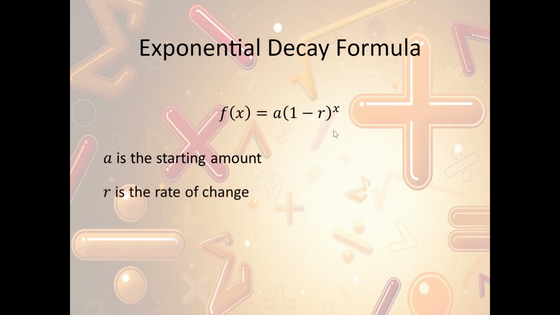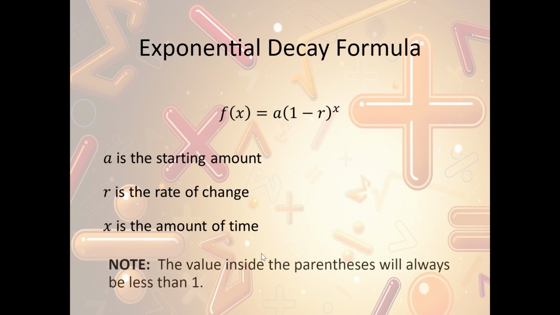r is the rate of change. How much are we paying each month? x is the amount of time. So let's say we're paying it off in 12 months. And then notice the value inside the parentheses will always be less than 1 because it's 1 minus some value. And we know that r is never going to be negative. So it's 1 minus some value, so that means it's going to be something less than 1.